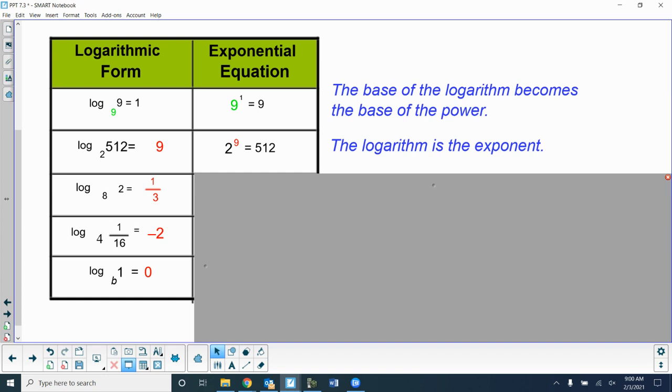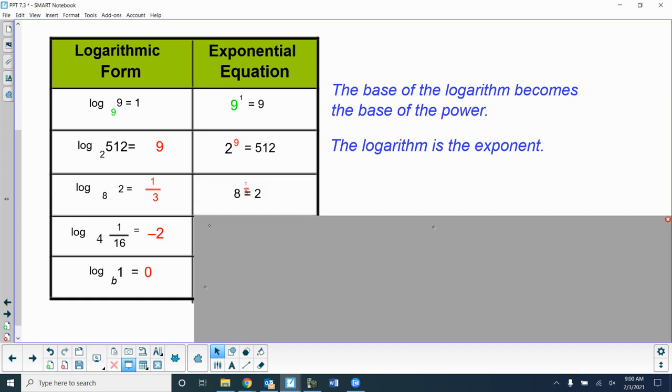It's in the third. Yeah, 8 to the 1/3 equals... no, what number is there? 2. 8 to the 1/3 is 2.